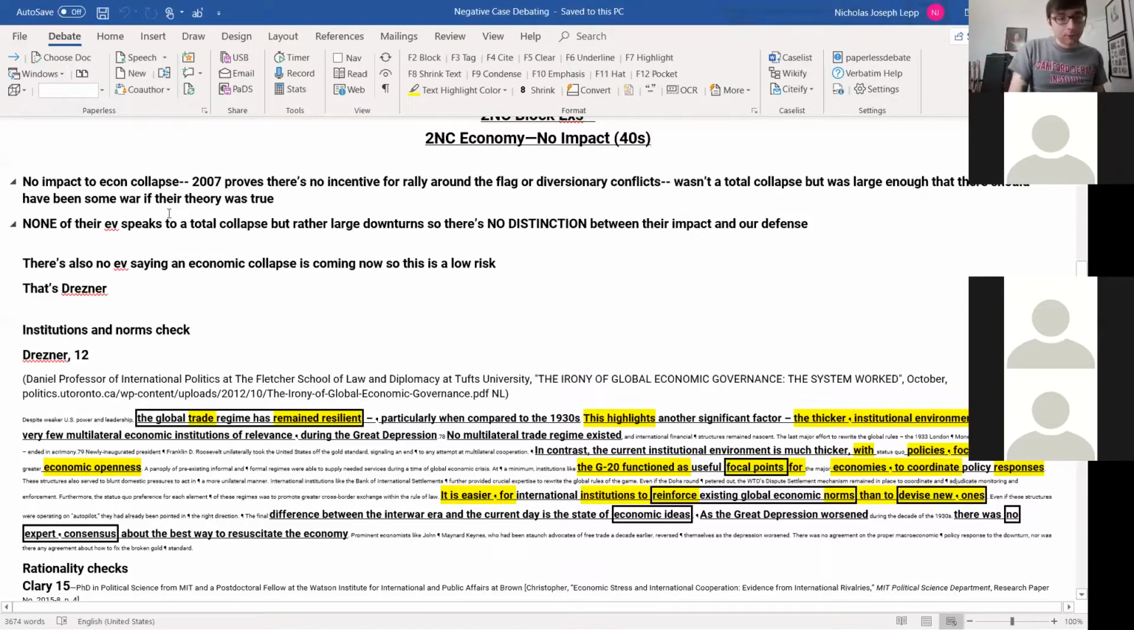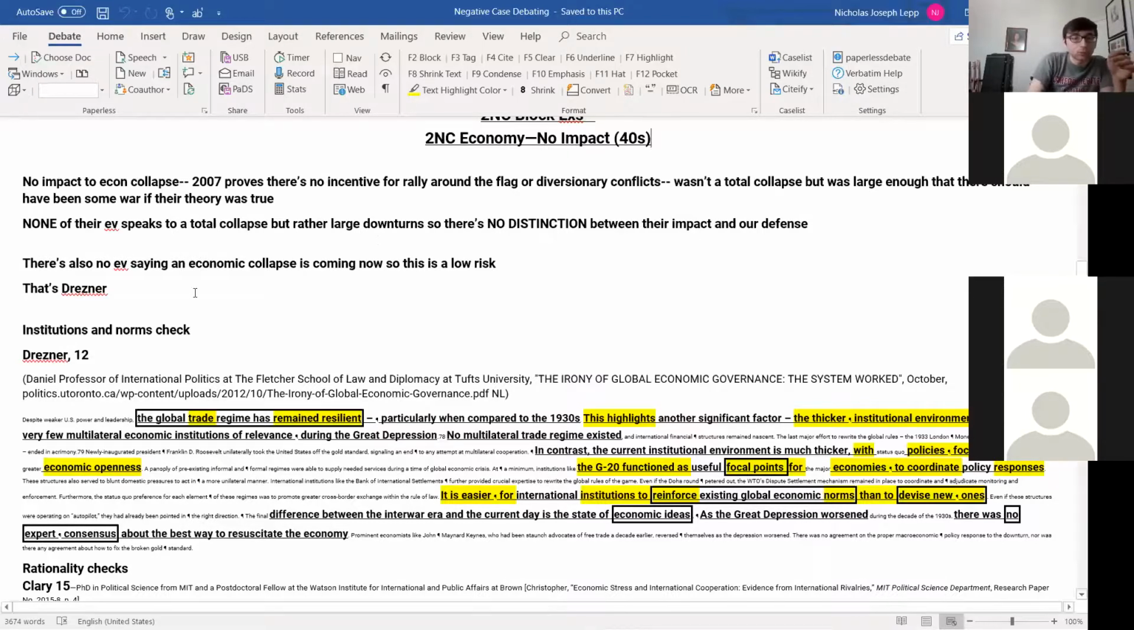Next line here, none of their evidence speaks to a total collapse, but rather large downturns. So there's no distinction between their impact and our defense, right? Again, answering what the 1AR is going to say. And then there's no ev saying an economic collapse is coming now, so this is a low risk, right? That would also preempt what the 1AR is going to say. And it also is another warrant for why we should not worry about economic collapse. So even if they win there's going to be a collapse, there's not a collapse coming, so who cares, right?